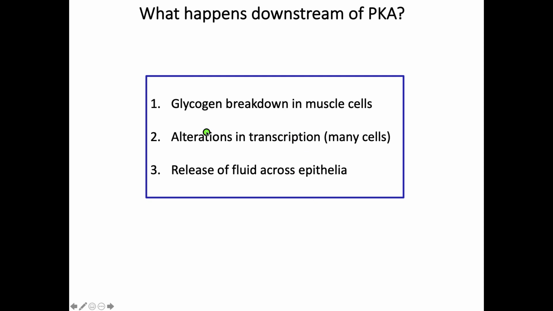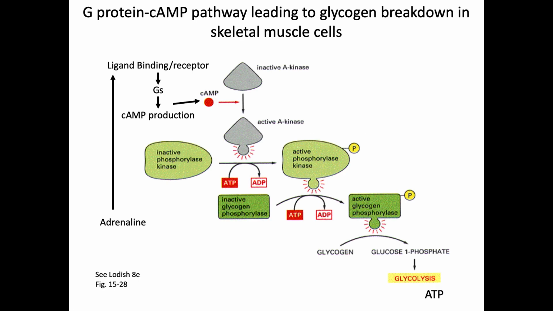The first thing we are going to see is how protein kinase A regulates glycogen breakdown in the muscle cell. Then we are going to look at the alteration of transcription in many different cells, and also the release of fluid across epithelia. Let's take a look at how this happens. Here we are looking at a pathway which we call a cascade or relay pathway. We have talked about relay proteins, and how, step by step, your signal is being amplified. So this is one example: the G protein cyclic AMP pathway leading to glycogen breakdown in skeletal muscle cells.